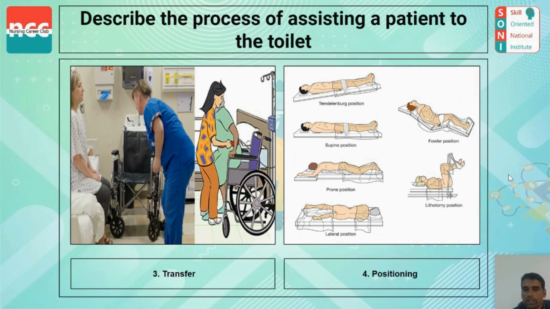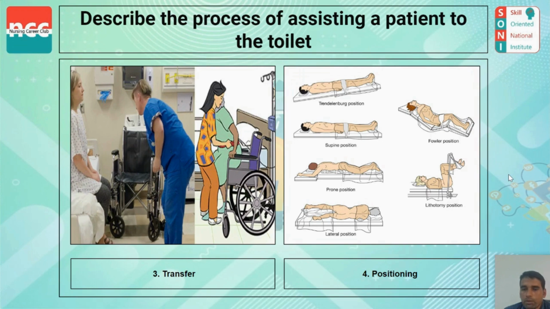Now we will talk about transfer. Transfer is when an HHA takes a patient from one place to another with the help of a wheelchair. Then he should put on the side belt so that the patient can sit on the chair without any fear. This is the way to transfer a patient from one place to another.